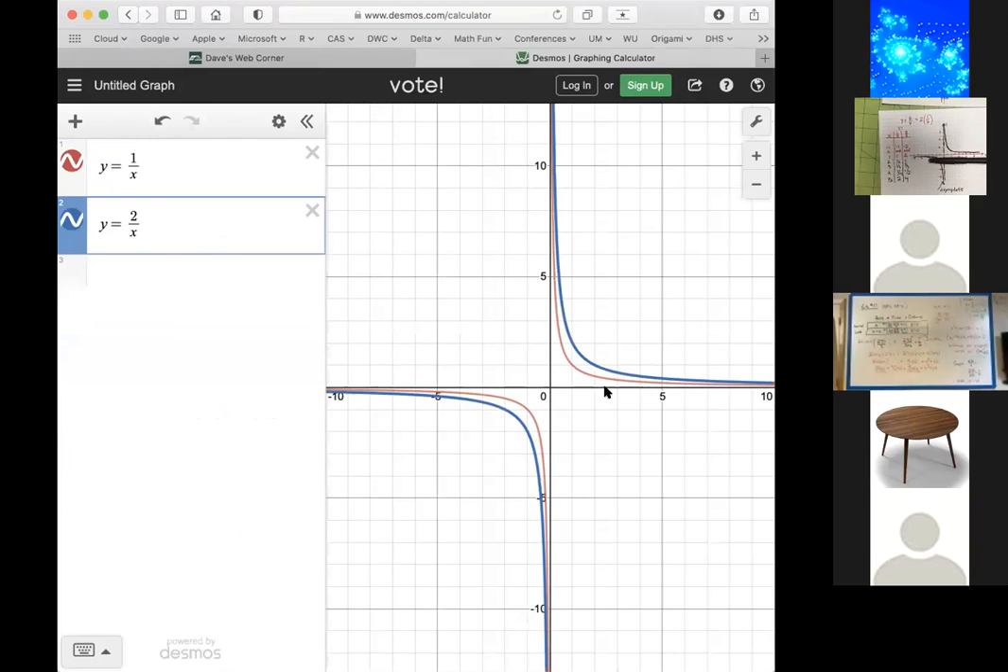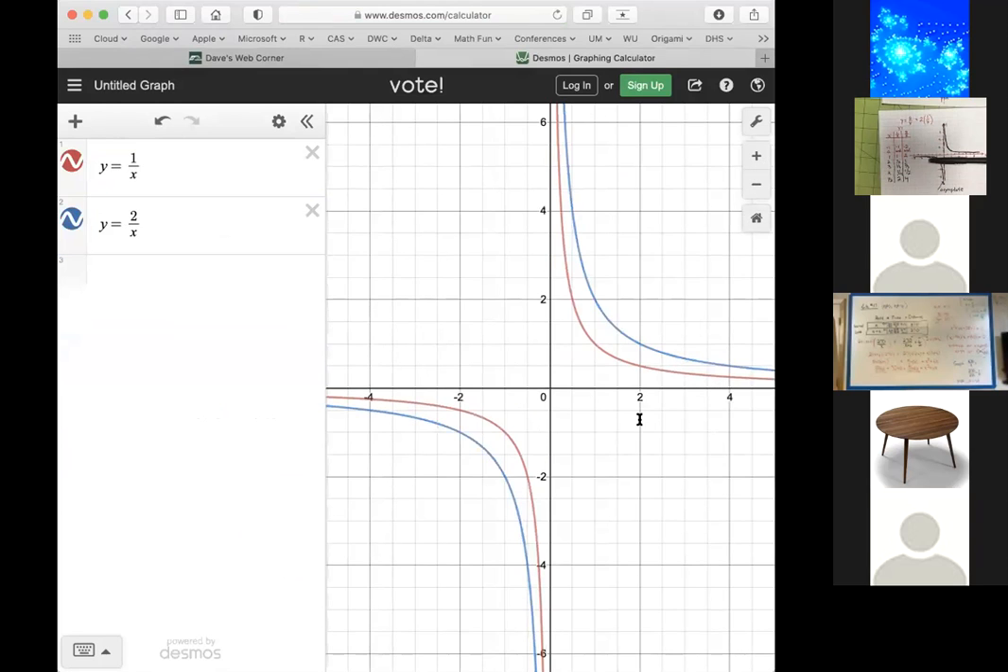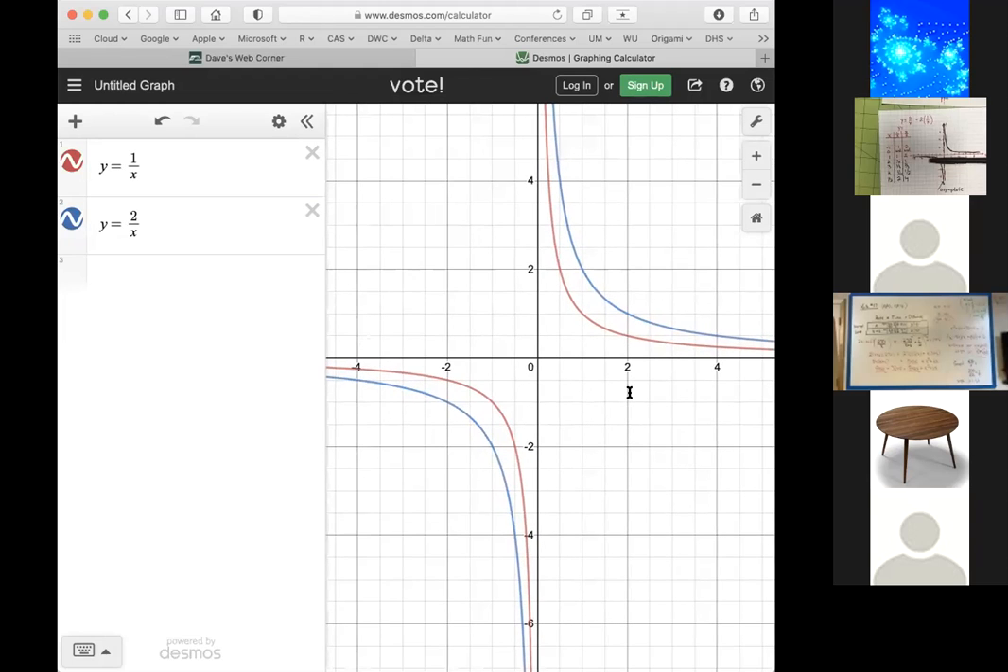I mean, literally, do you see that? Let me zoom in a little bit. The 1 over x is red. The 2 over x is blue. And all I did was double the height of every red point. There's a point. It's not going to let me highlight that, right? Okay, I'll do it myself. There's 1, 1/2.